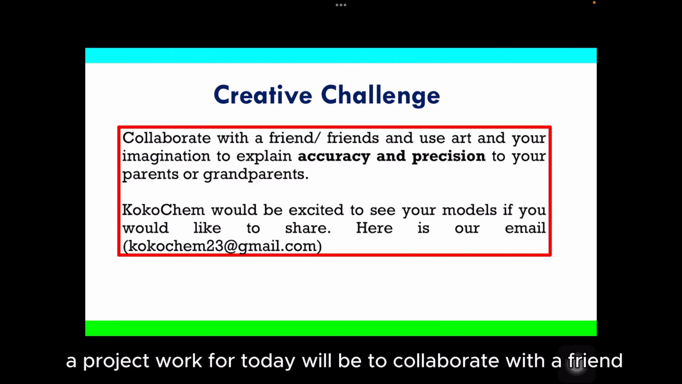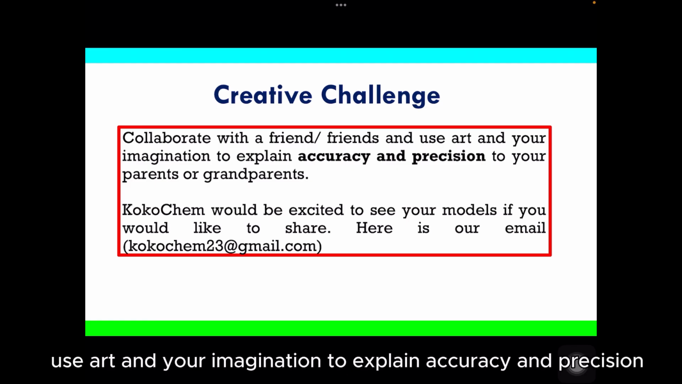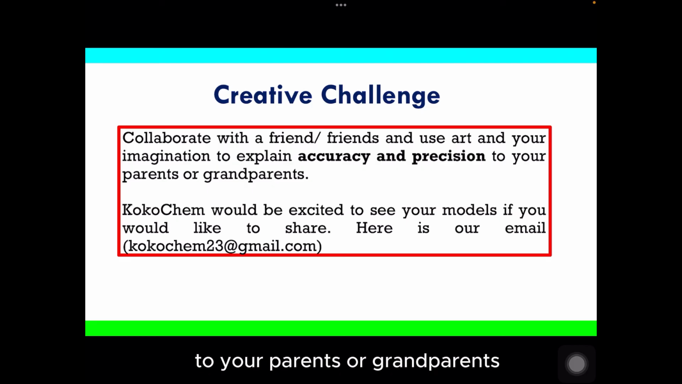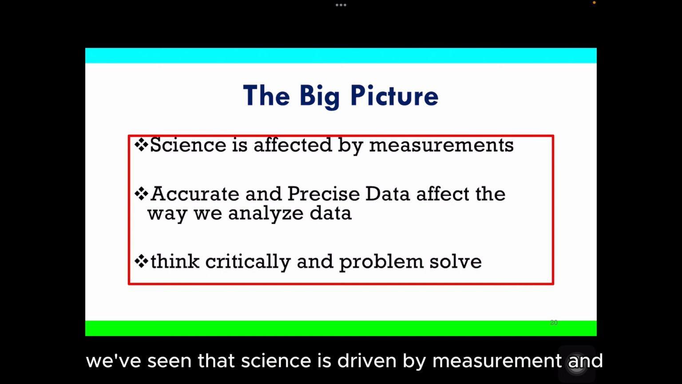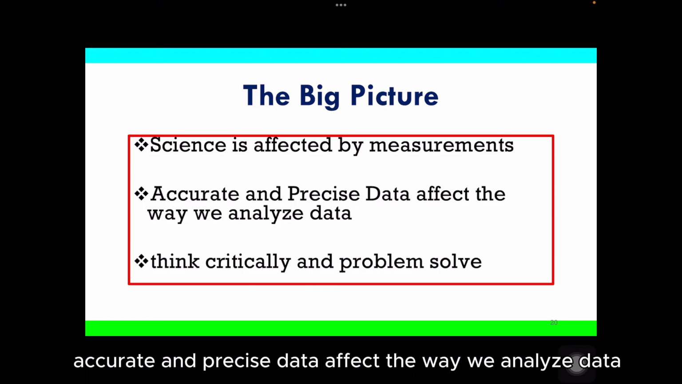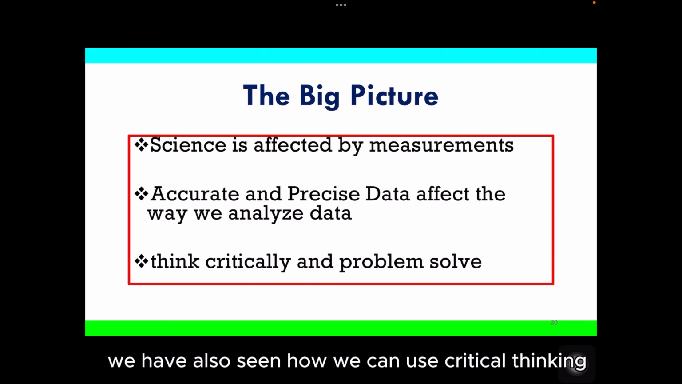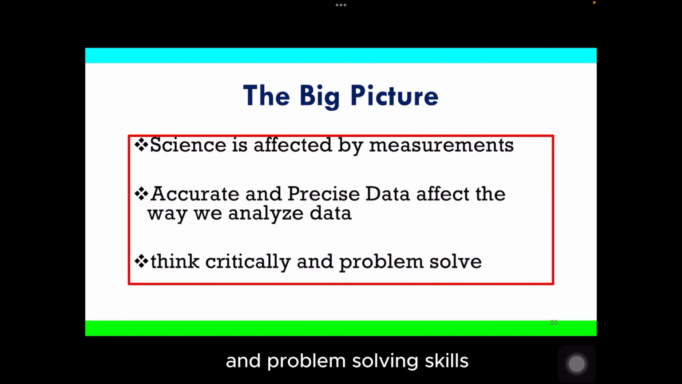Our project work for today will be to collaborate with a friend or group of friends and use art and your imagination to explain accuracy and precision to your parents or grandparents. Feel free to share your models with CocoChem at cocochem23@gmail.com. In summary, we've seen that science is driven by measurement, and accurate and precise data affect the way we analyze data. We have also seen how we can use critical thinking and problem-solving skills to solve problems.